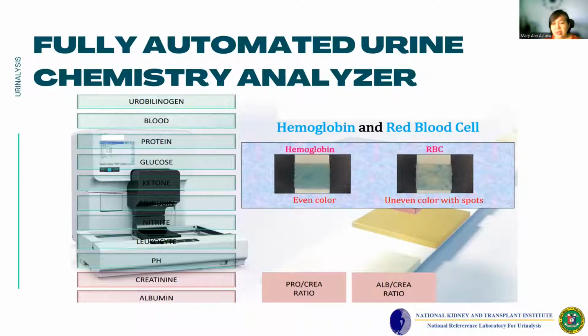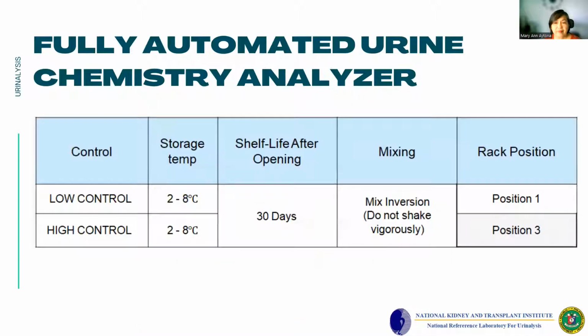With the new CMOS sensor, the device effortlessly distinguishes abnormal colors between RBCs and hemoglobin. So your fully automated urine chem analyzer has control. So running daily QC is critical. It is used to validate instrument performance and to ensure accurate patient diagnosis.